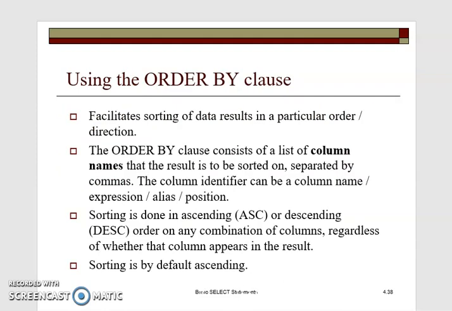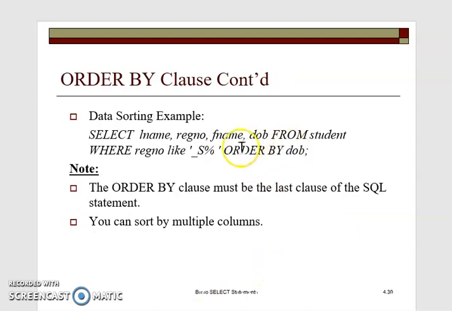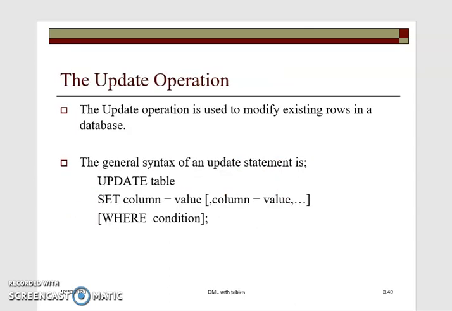And then we have the order by. I said that the order by allows you to list the columns in a particular order, or to sort them in a particular order, either in ascending or descending order, as we shall see. But it usually appears at the end of the select statement. The order by usually appears at the end. It is the last clause in the select statement.